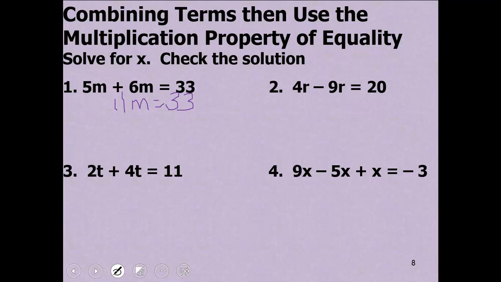This should look very similar. I'm going to divide by 11. And I get m is equal to 3. If I check it, I get 15 plus 18 equals 33. Go ahead and try number 2 on your own. Press the pause button and come back. See if you got it right.